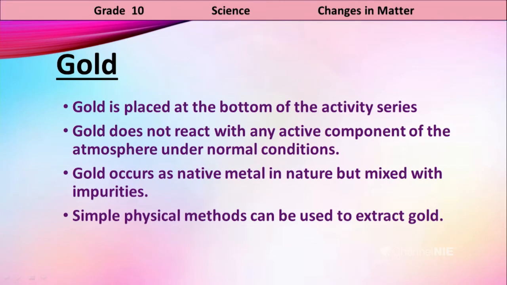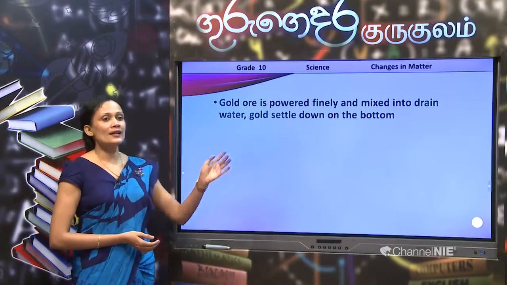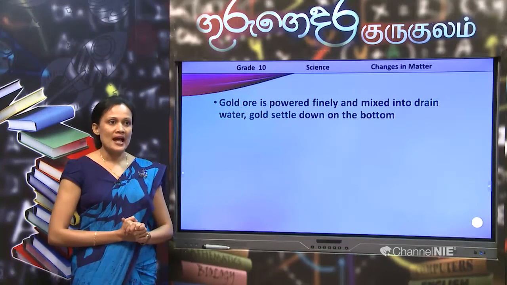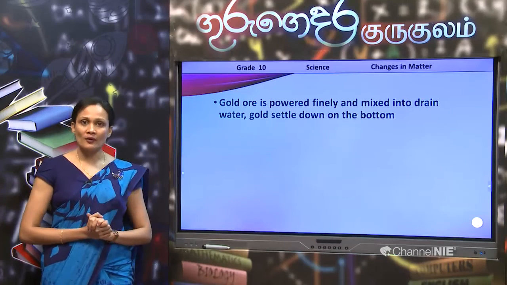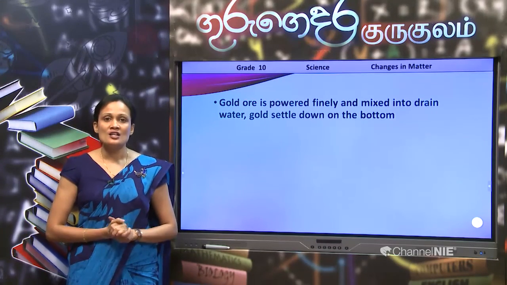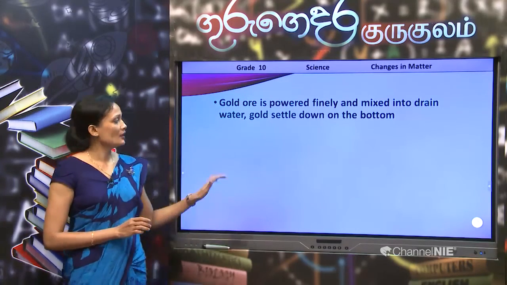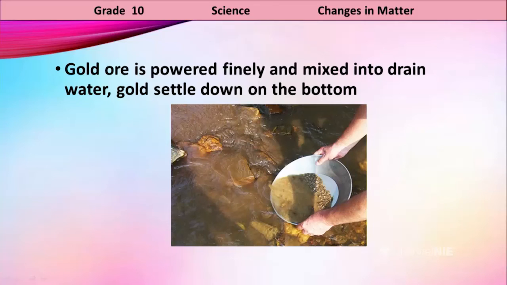A simple physical method can be used to extract gold. Look at this one. The gold ore is powdered finely and mixed into drained water. At that time, the gold settles down at the bottom of the container. So that is an easy way of obtaining gold. Look at this picture. It shows how gold is obtained by using this method.